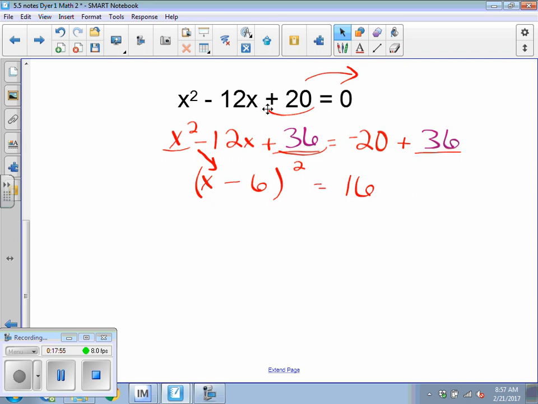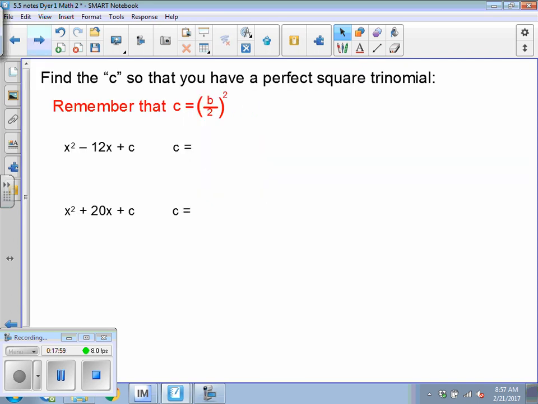All right? The first set of problems in your homework, this is what the instructions look like. Find the C so that you have a perfect square trinomial. They just want you to tell them, what does C need to be for it to be a perfect square trinomial? That's all they want you to tell them. So we're trying to figure out what has to go here.